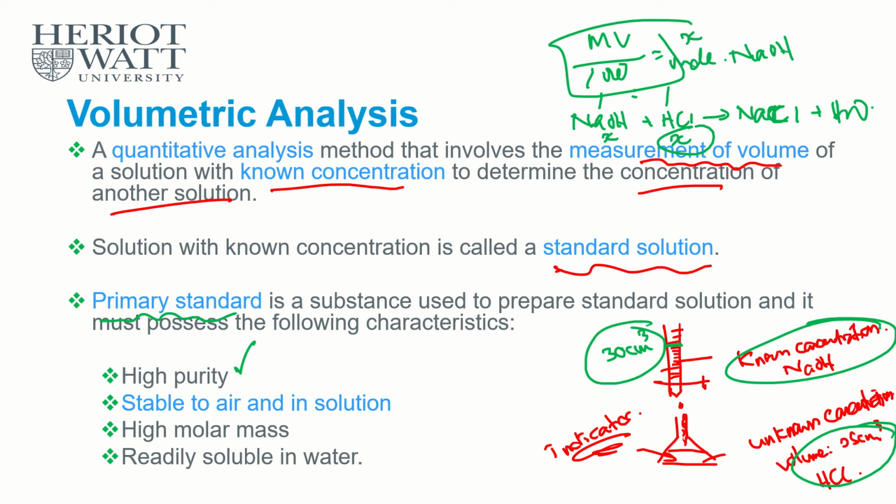So if you have a standard solution with inaccurate concentration and then you use it to titrate with HCl, the concentration of HCl obtained will be inaccurate as well. The percentage error will be high. So the compound must have high purity. That's the one thing. Next, I highlighted stable to air and in solution.